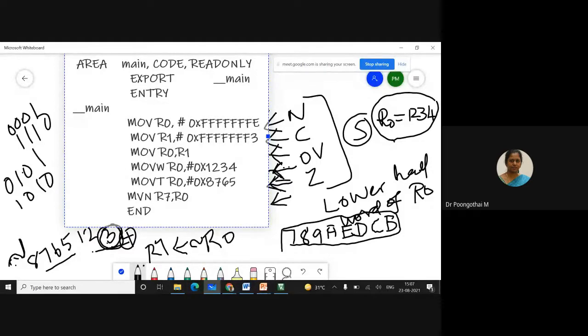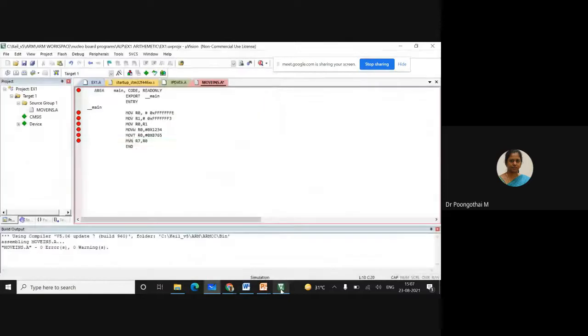Okay, so I will show the demo. So this is your assembly code. Are you able to see my screen? Yes, ma'am. Okay. So this value, that is FE, is loaded into R0, and F3, that is 76F3, is loaded into R1. I'm transferring R1 content to R0, just copying the content. After that, I'm using move W followed by move top. Finally, move not.